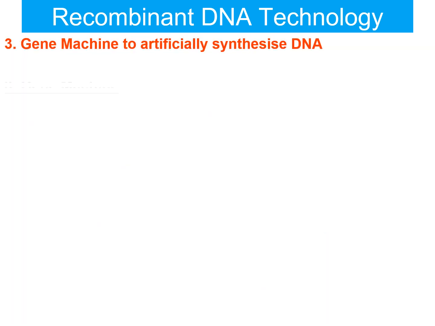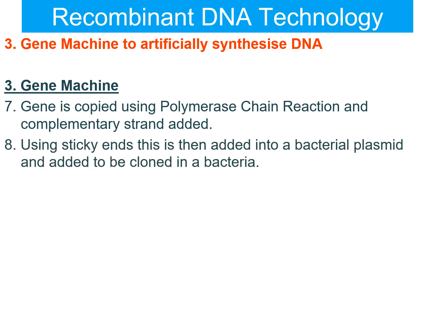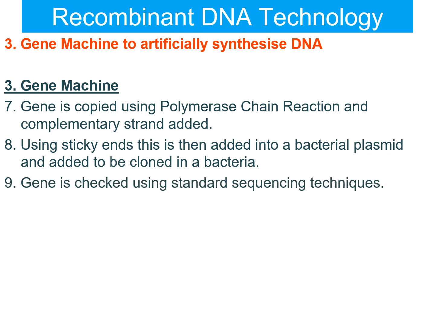So with the gene machine, we then copy this gene once we've made it into lots of copies using polymerase chain reaction. See the upcoming video, and we'll get complementary strands added to it. Sticky ends will then be added, and it will be added into a bacterial plasmid to be cloned and make multiple copies in the bacteria. And the gene is then checked using standard sequencing techniques.